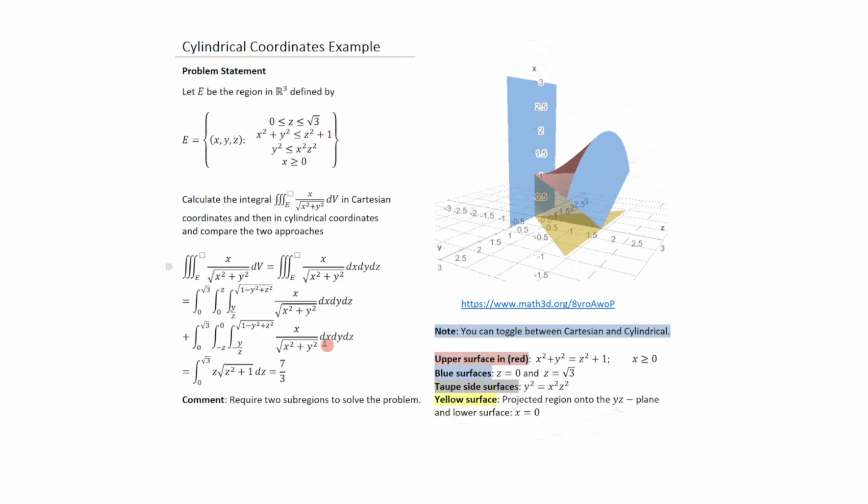Well, this integral can be done. It's more or less straightforward, not too complicated. So when you take the sum of these two, ultimately you're integrating from 0 to √3 of z squared plus 1 dz, and this turns out to be 7/3. So it's doable, but essentially you need to make use of these diagrams to at least understand what the domain looks like.